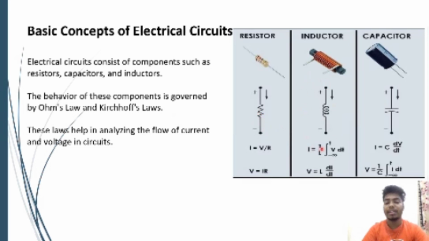This is the inductor circuit. V is equal to L into di by dt, where V is the voltage across the inductor in volts, L is the inductance in Henry, di is the change of current in amperes, and dt is the change of time in seconds. Next, this is the circuit of a capacitor, where I is equal to C into dv by dt.